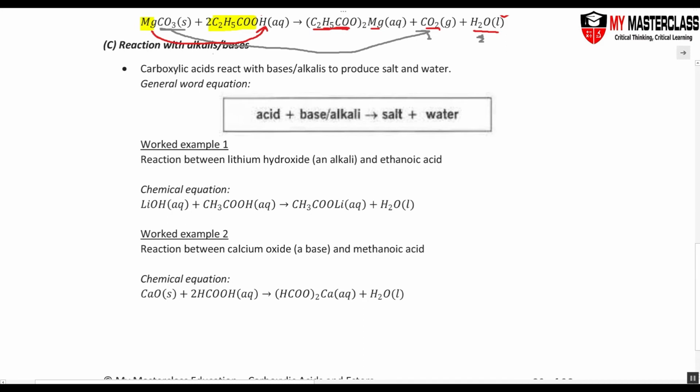Okay, carboxylic acids can also react with alkalis and bases. So remember what is a base. Base is your metal oxide.